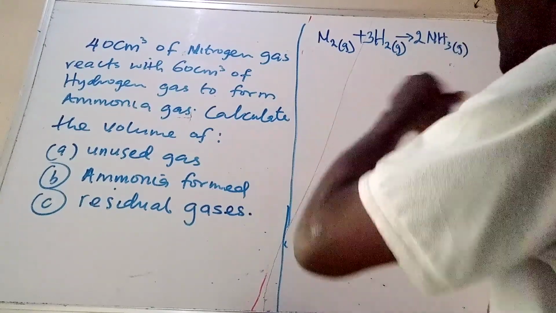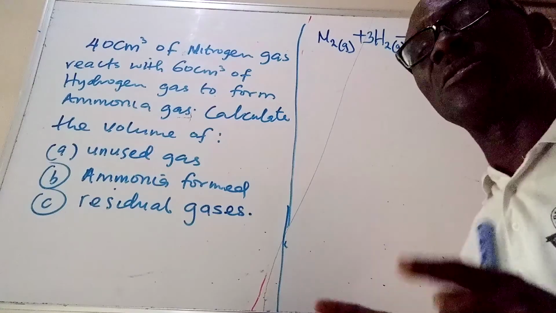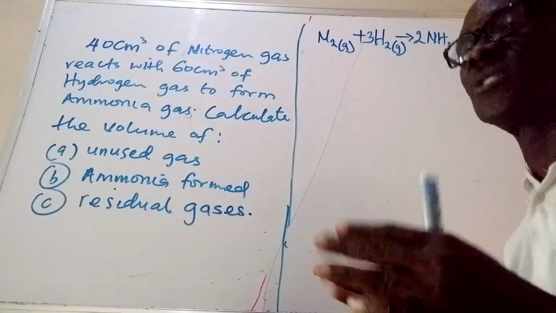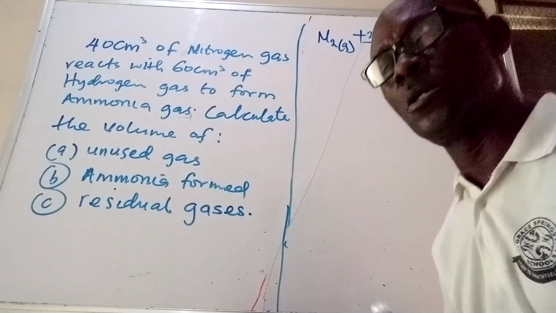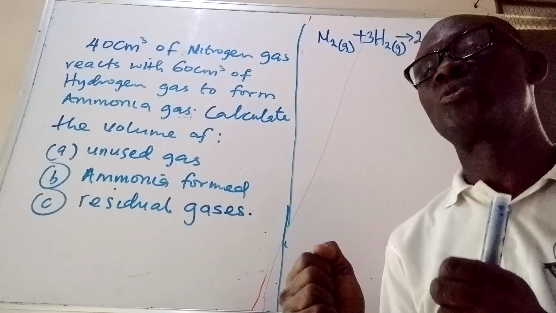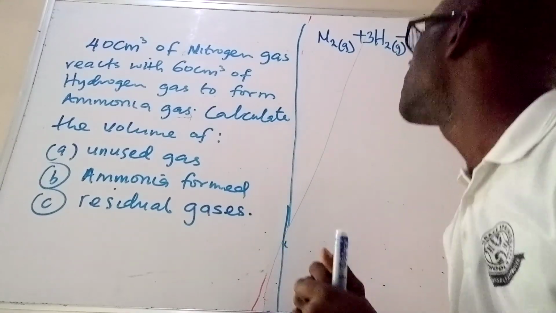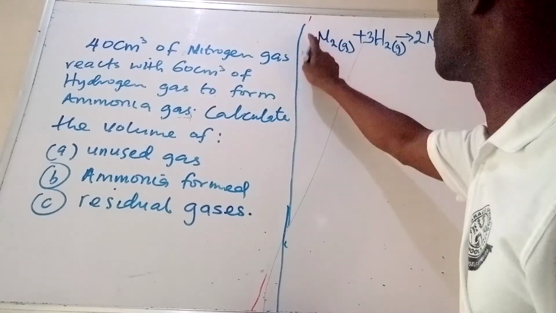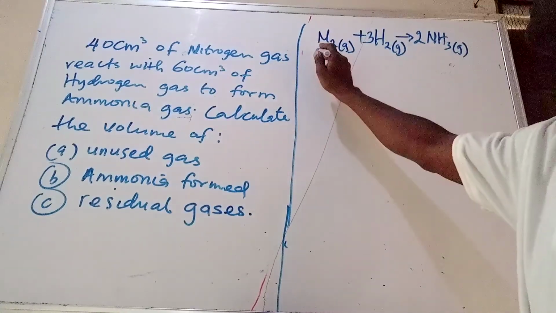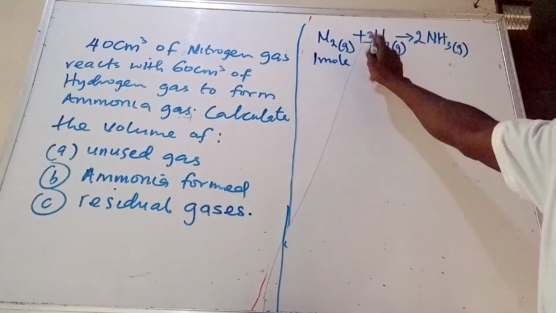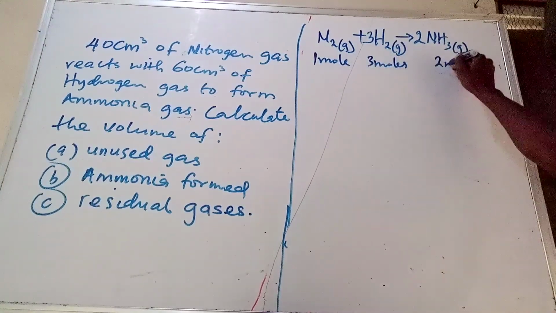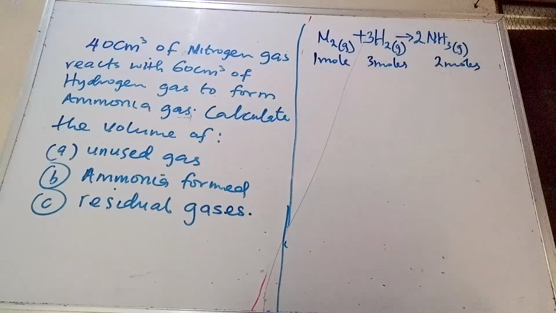But before we can do anything, we need to recall Gay-Lussac's law, which says that when gases react, they do so in volumes that bear simple numerical ratio to one another and to the product if gaseous. Meaning that this is 1 mole here. When you don't see any visible number, it means 1. That means this is 1 mole, 3 moles for hydrogen, 2 moles for ammonia gas.